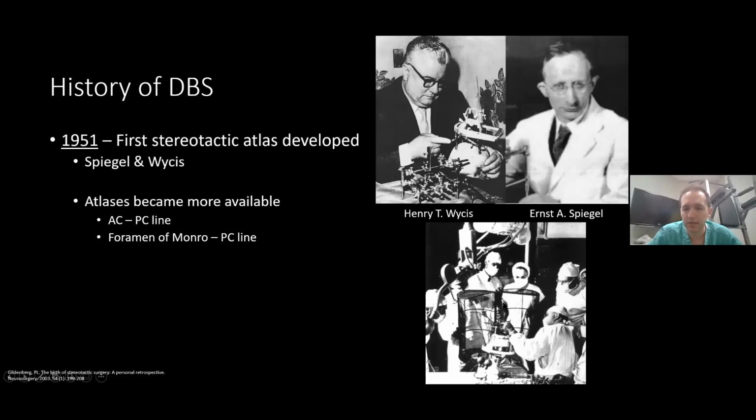At the time, they had these large Faraday cages to protect the system because they didn't have a way of isolating the 60 hertz hum from the electrical outlets. Atlases became more available at this point. Some of them were based on anterior commissure, posterior commissure, or foramen of Monro, because at the time, the way that they were figuring out where these structures were was with ventriculograms. And so the ACPC line, which I think is probably more common these days, was harder to figure out than using the foramen of Monro and the posterior commissure.